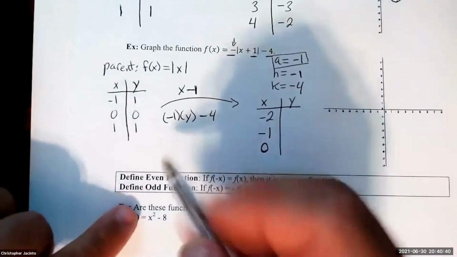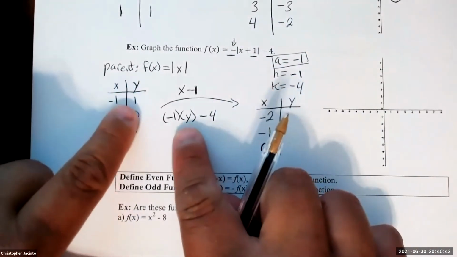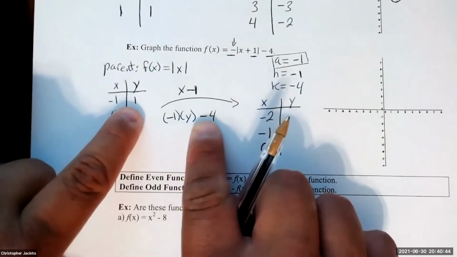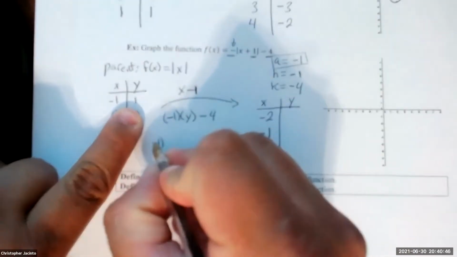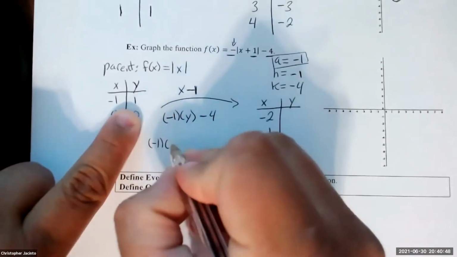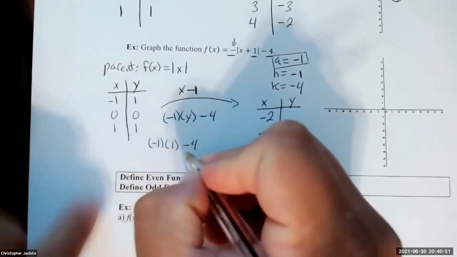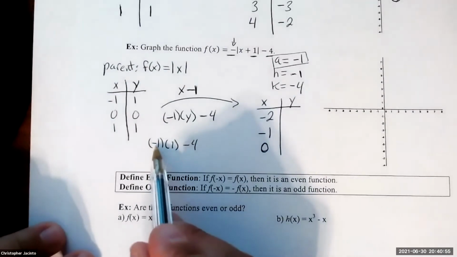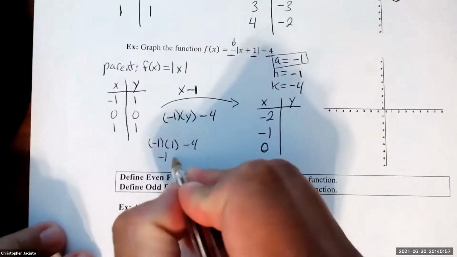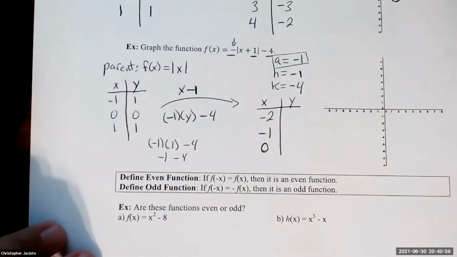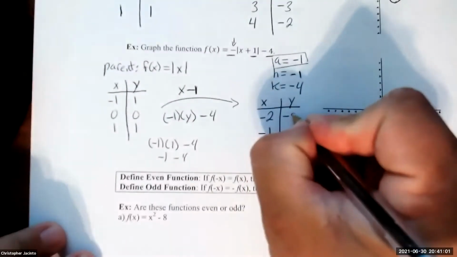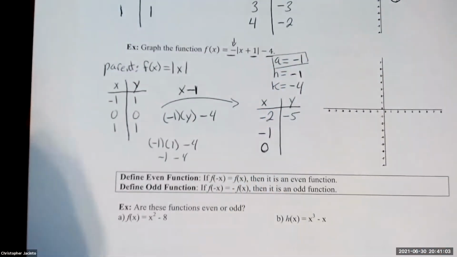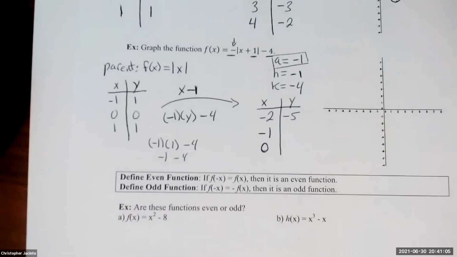So for these, I'm going to plug in and see what we get out. So it's going to be -1 times 1 minus 4, right? So order of operations. First, we're going to multiply. So -1 times 1, -1, minus 4, -5. There we go. Questions so far on that? So everybody comfortable doing the first one?